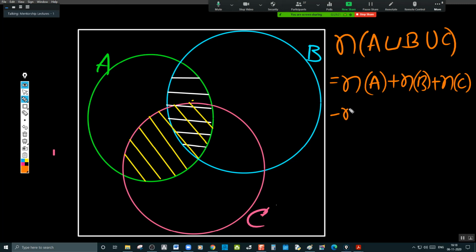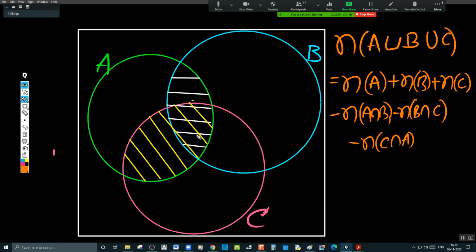Yes, sir. That is the reason why one is to be subtracted: n of A intersection B minus n of B intersection C minus n of C intersection A. Up to that, it's okay. When you are subtracting this, that's okay. But you are subtracting this also, that's okay. And you are subtracting this also, that's okay. Then this will be completely eliminated. The part which is completely eliminated, I am showing it.